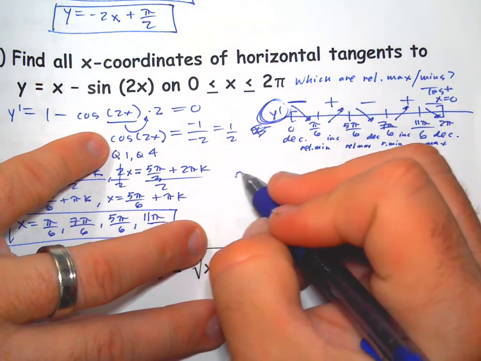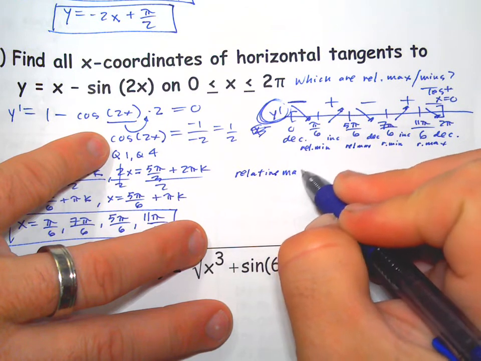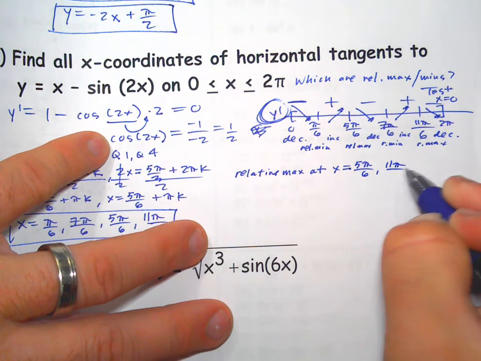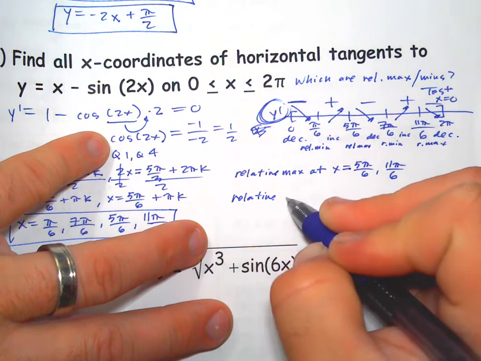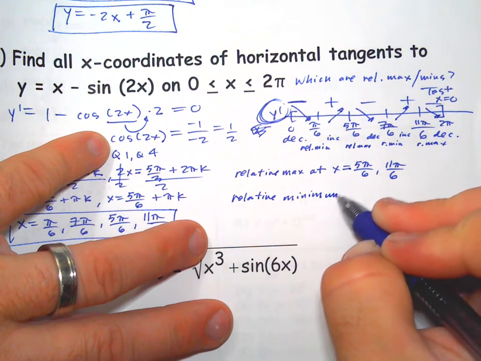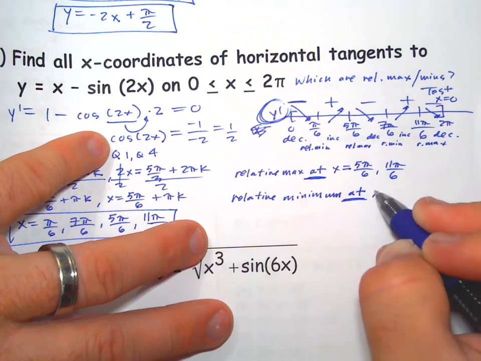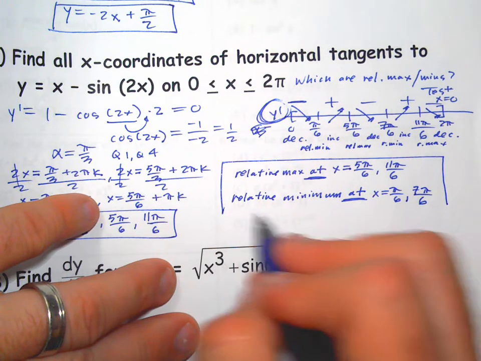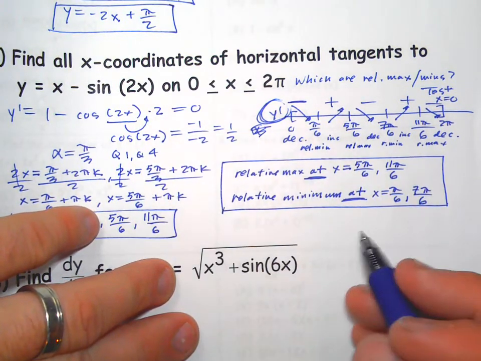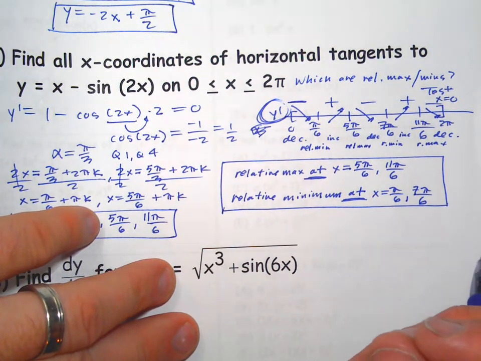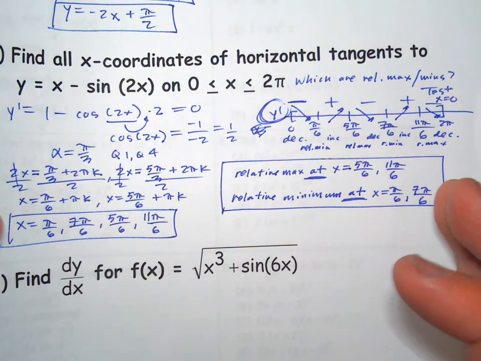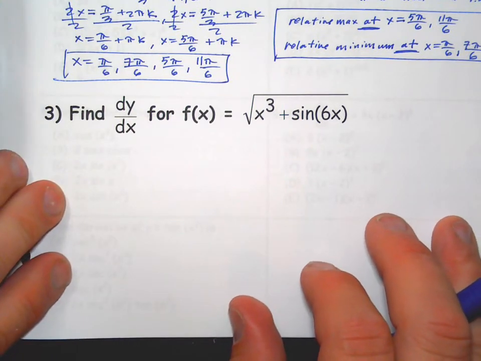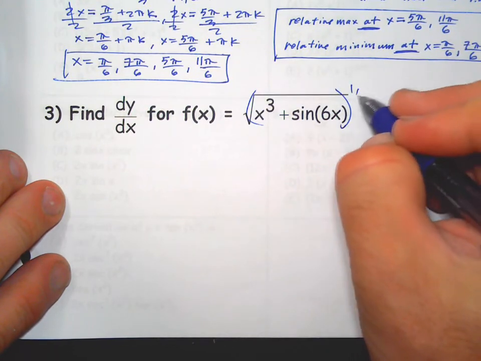So we could say that there's a relative max at x equals 5 pi over 6 and 11 pi over 6. And we can say there's a relative minimum at, its key word is at, x equals pi over 6 and 7 pi over 6. We're just finding the locations. Now we could find the relative max and min values by plugging these into the original y equation to get the y coordinates. Those would be the relative max and min values. But they often don't ask for that, so I wouldn't just automatically do that. Absolute max means I always find the value and the location, just because it's common to be asked for either one.